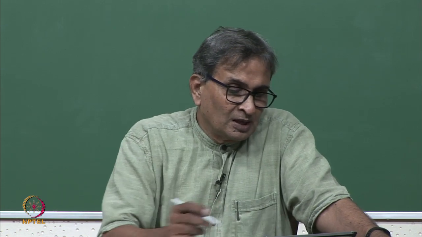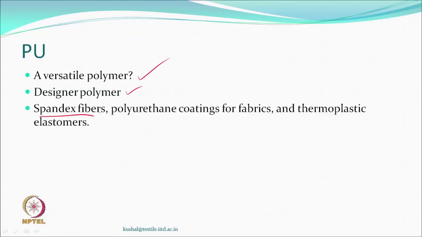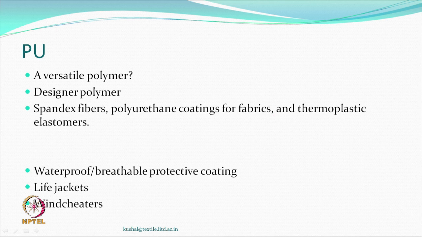So, you have fiber, sometimes spandex, sometimes lycra, these are the names that you see. Coatings on the fabrics, beautiful coatings, very flexible systems can be made. You can make thermoplastic elastomers as well. So, we can make waterproof, breathable (mentioned, we will talk about later), life jackets, wind cheaters. Very thin coatings can do the job, and very lightweight, and that becomes important. So, polyurethane is one of the interesting materials for using on textiles.